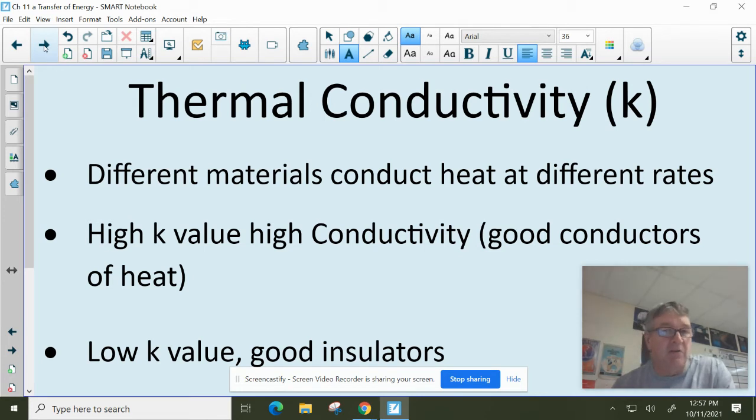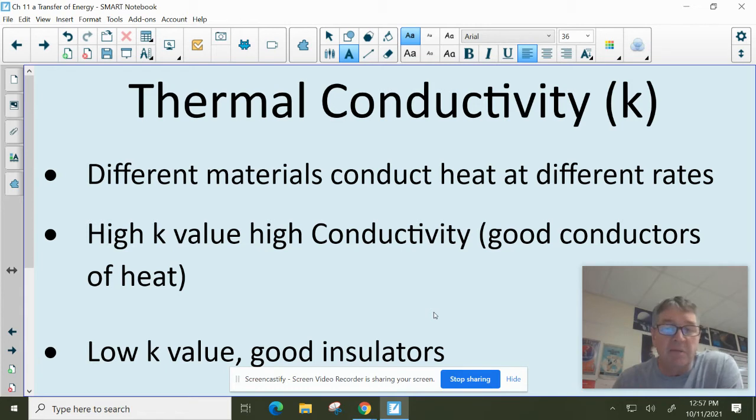This is how the AP usually looks at it, by what we call thermal conductivity. This is a measure of how well a material conducts heat and sometimes electricity. Different materials conduct heat at different rates. Some are very good at conducting heat, and some are not very good. Things that have a high K value are good conductors, or we can say they're poor insulators, and things that have the opposite, a low K value, are good insulators and poor conductors.